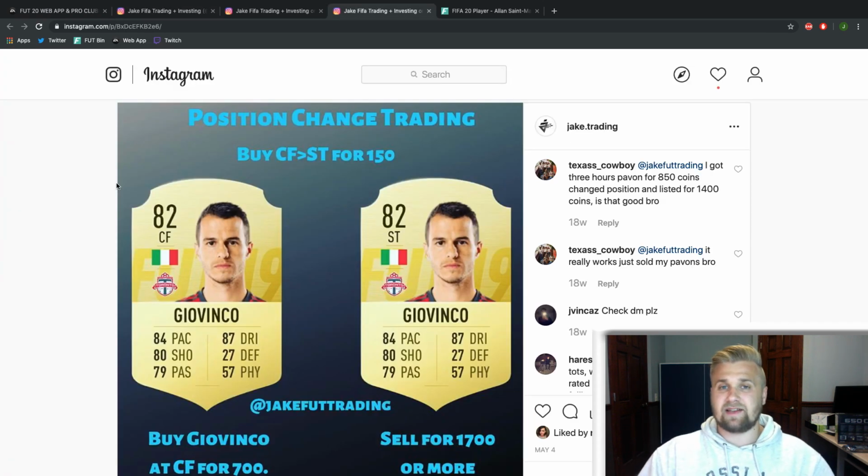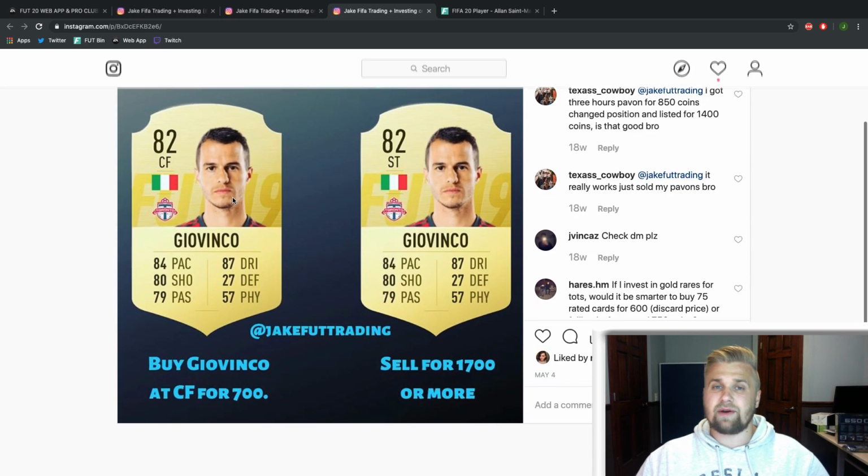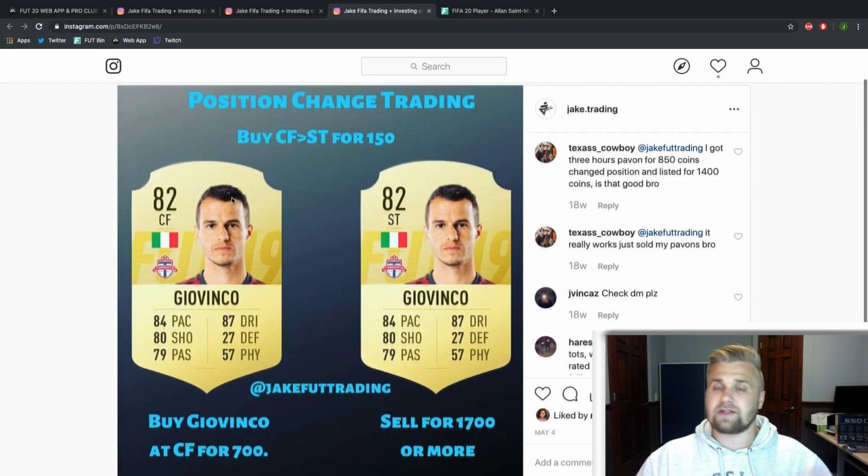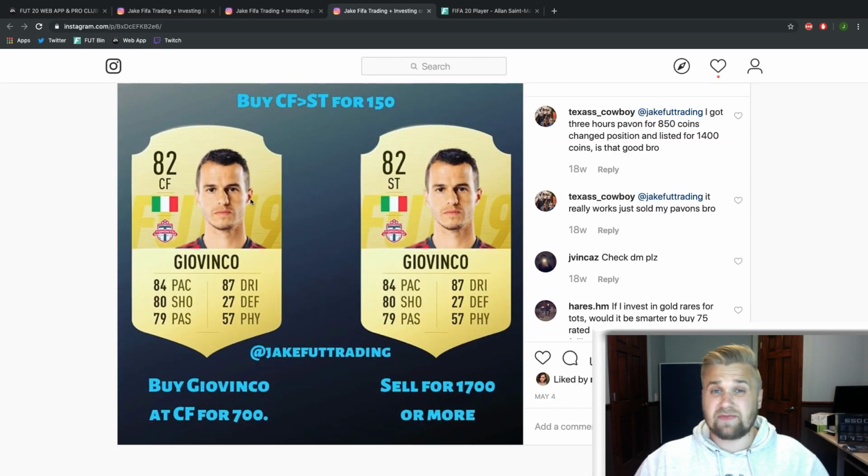Here's my second example. This is with Sebastian Giovinco. He's used a lot in FIFA. He has good links. He was in the MLS, so he was being used with Ibra a lot in FIFA 19. So with his card, I would buy him as a center forward. That's where he started, and I'd buy him at 700. He was fairly easy to get there.